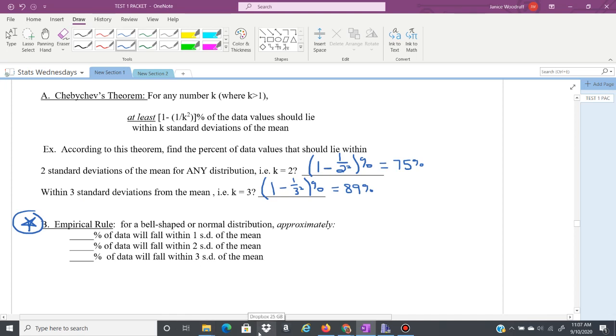So here's what the empirical rule tells us. 68% of data falls within 1 standard deviation of the mean. 95% of data lies within 2 standard deviations of the mean, and 99.7% of data falls within 3 standard deviations of the mean. Sometimes this is called the 68, 95, 99 rule, but it's the empirical rule.